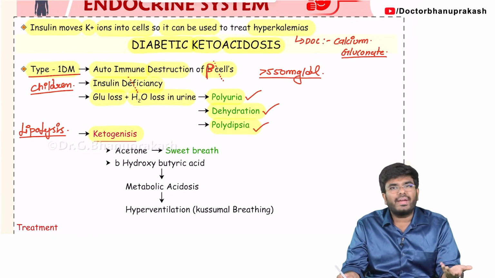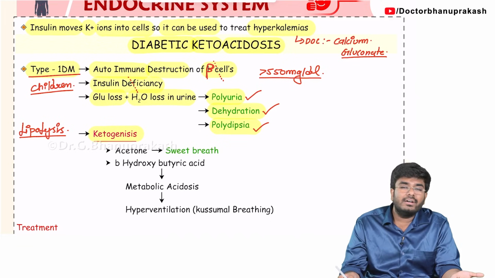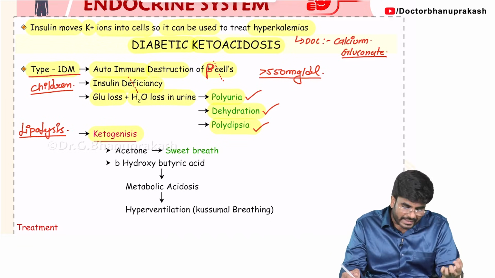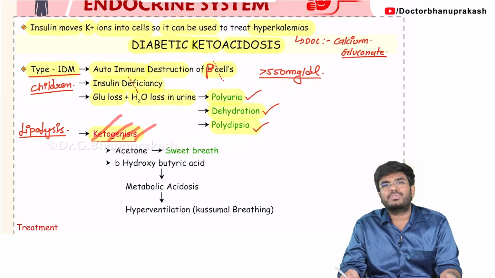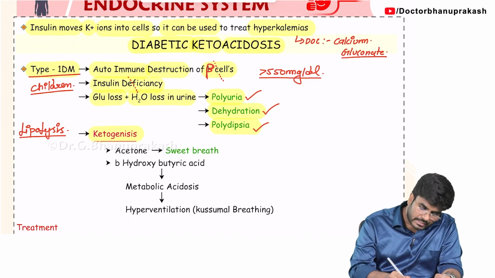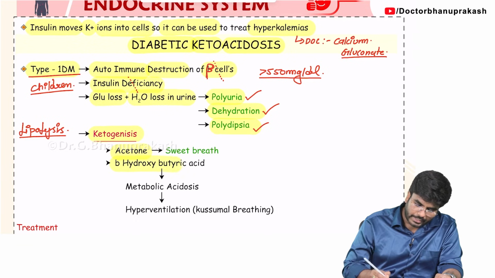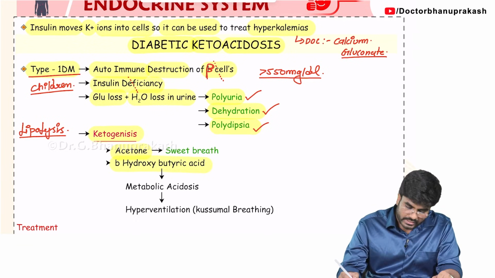Fats are getting broken down into fatty acids. Fatty acids will go to the liver. In the liver, by using these fatty acids, ketone bodies are produced. What are the examples of ketone bodies, sir? These are the examples of ketone bodies: acetone, beta hydroxybutyric acid. These ketone bodies are getting produced.